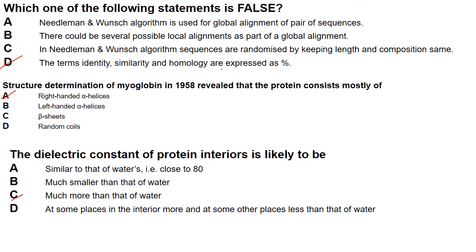Next one. Structure determination of myoglobin in 1958 revealed that the protein consists mostly of right-handed alpha helix. Answer is option A. The dielectric constant of protein interior is likely to be much smaller than that of water. The average dielectric constant inside the protein is relatively low, about 6 to 7, and reaches a value of about 20 to 30 at the protein surfaces. So it is much smaller than that of water.